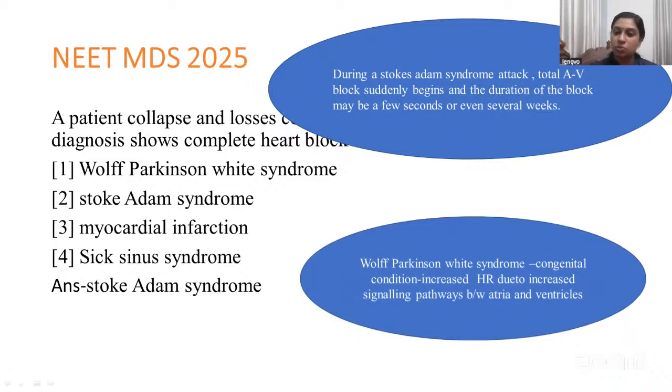And what is Wolff-Parkinson-White syndrome? It's a congenital condition characterized by an increase in heart rate. It is due to increased signaling pathways between the atria and ventricles, thereby leading to higher heart rates, more than 100, in individuals having this syndrome. It's a congenital syndrome.